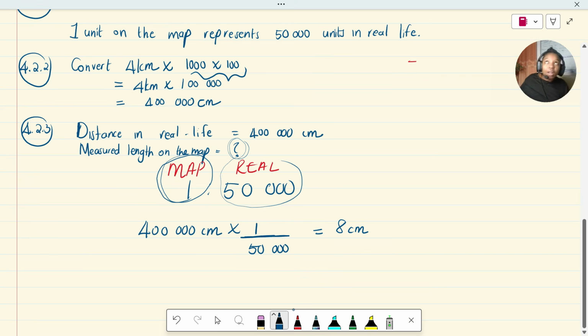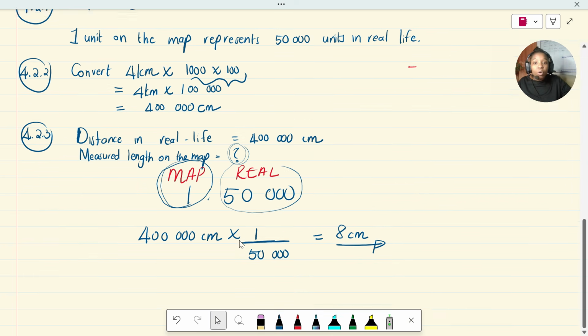So if you've measured or traveled a distance of 4 kilometers in real life, then on this topographical map, that measured length is just equal to 8 centimeters. All right, so I'm just going to stop it here for today's video tutorial, ladies and gentlemen. I hope you enjoyed it.